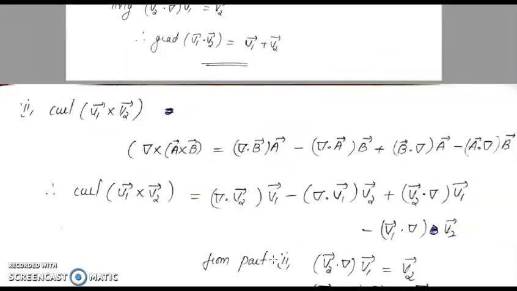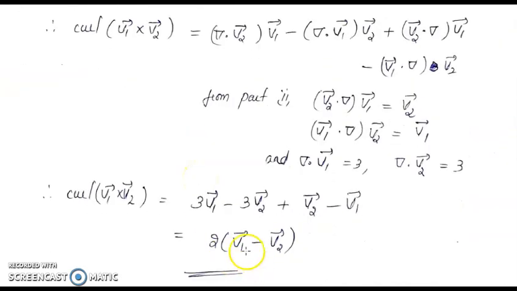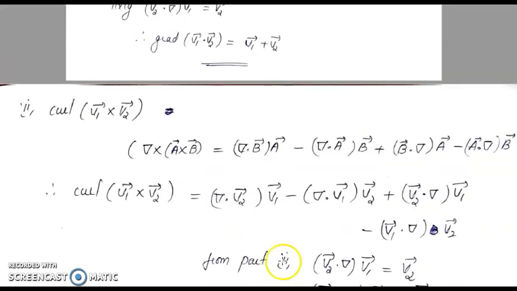And the third one is you need to find curl of V1 cross V2. So that is equal to 2 V1 minus V2. Now again here you will use the property of curl of A cross B. The curl of A cross B is del dot B into A minus del dot A into B plus B dot del into A minus A dot del into B. Okay. So replacing A by V1 and B by V2, you'll get del dot V2 into V1 minus del dot V1 into V2 plus V2 dot del into V1 minus V1 dot del into V2.